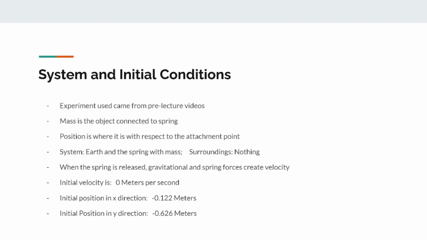So the experiment used came from pre-lecture videos, and the mass is the object connected to the spring, the position is where that mass is with respect to the attachment point, and the system is the Earth and the spring with mass, while the surroundings are nothing. When the spring is released, gravitational and spring forces create velocity, and the initial velocity, however, will be 0 meters per second, and the initial position in the x direction will be negative 0.132 meters, while in the y direction it will be negative 0.626 meters.